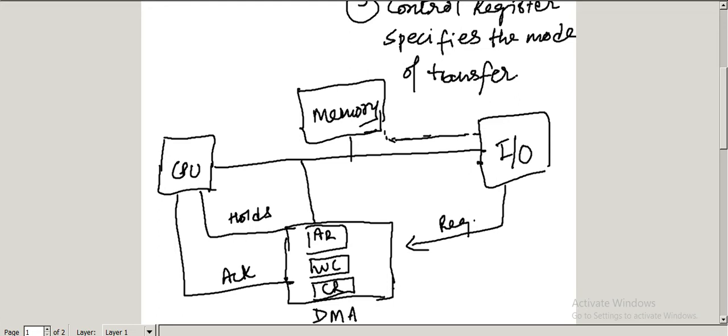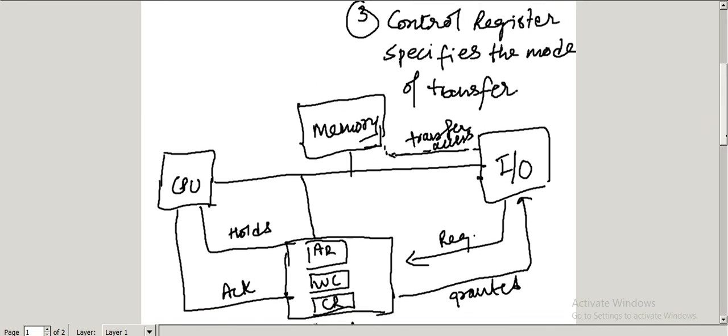And then the DMA sends this message back, right here, granted, back to the IO devices, that I have taken the permission from the CPU, so you can initiate the transfer, or initiate the access to the memory directly. So this is the whole scenario of the direct memory access.